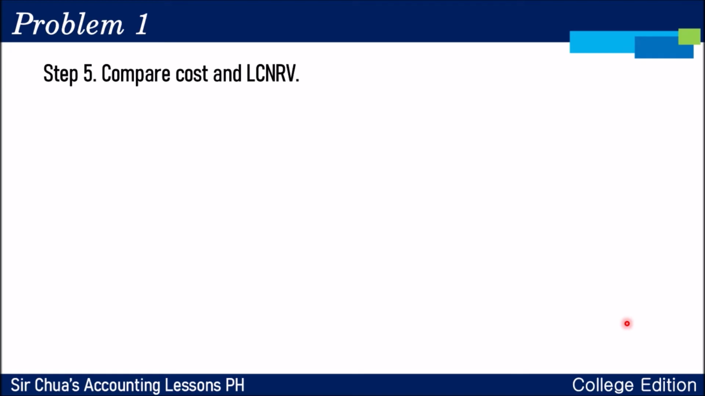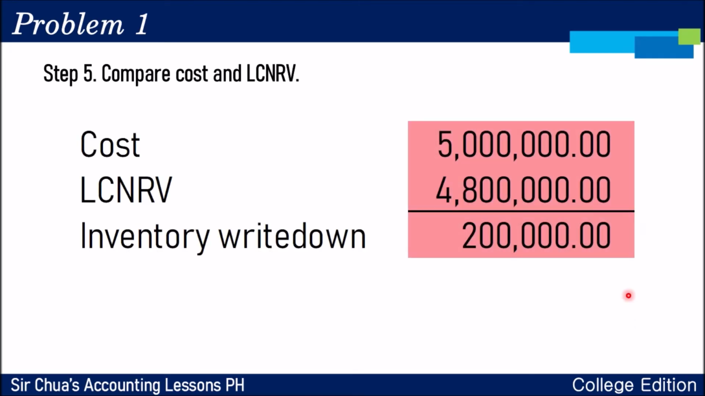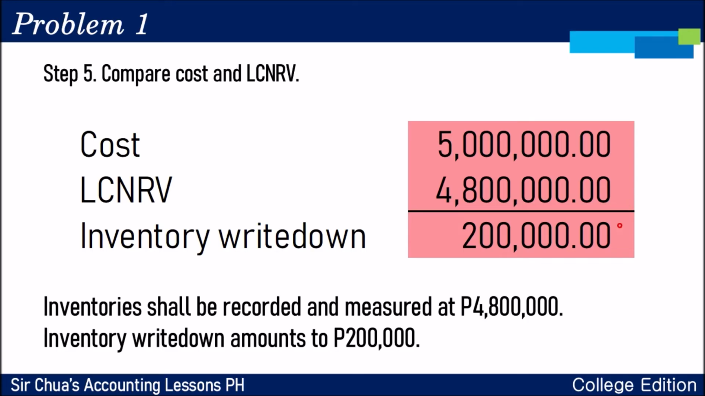Okay? You compare the cost and the LCNRV. If the cost of the inventory initially, sana ganito natin siya ipe-present sa balance sheet, 5 million. However, we determined that the lower of cost and net realizable value is only 4,800,000. Thus, we need to have what we call inventory write-down of 200,000 because we cannot report the inventories at cost of 5 million because the LCNRV is 4,800,000. Okay? Ganun po. So, inventories shall be recorded and measured at 4,800,000 and syempre sa balance sheet po, ganyan na natin siya i-report. And then, magkakaroon po tayo ng inventory write-down which amounts to 200,000.